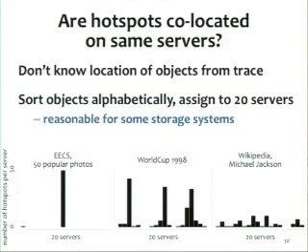The other question we wanted to answer is whether the hotspots are co-located on the same servers or not. Here we don't really know the locations of the objects from the workload traces because we only know which objects were being requested. So what we did is we sorted all the objects alphabetically and assigned them to 20 servers. This might not make sense for some storage systems, but we were interested in this in the context of the SCADS storage system that we are working on at Berkeley. In that system, we're storing objects in this alphabetical order to enable efficient range queries on these objects.